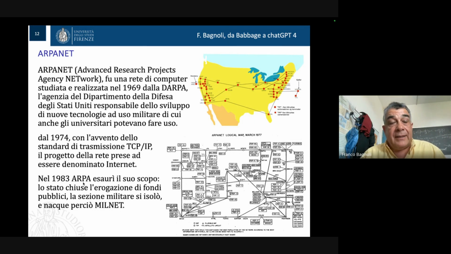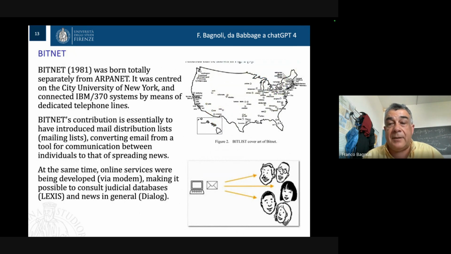At a certain point, clearly, the military section abandoned essentially ARPANET, which then became the internet, and isolated itself. But at that time, it was not the only network existing.